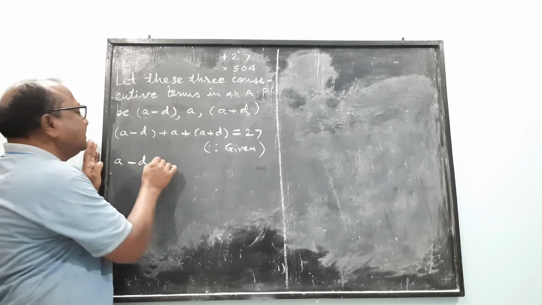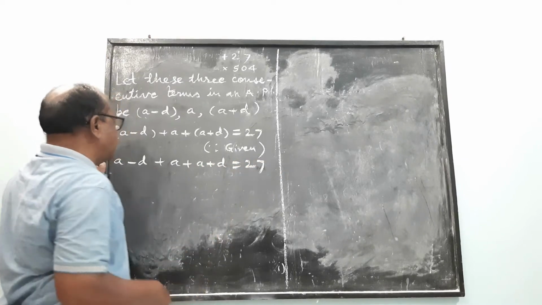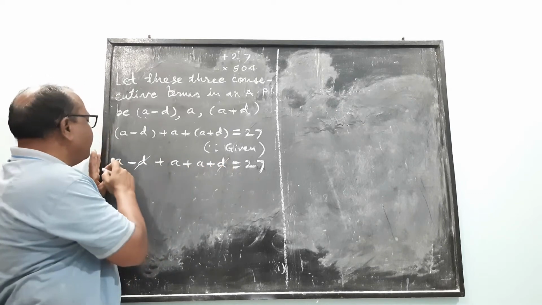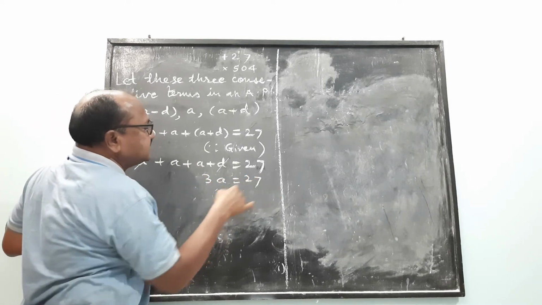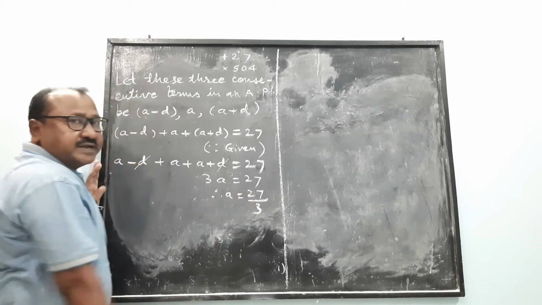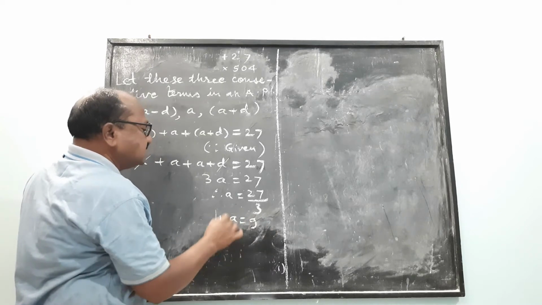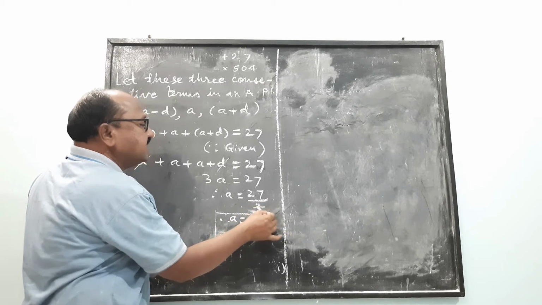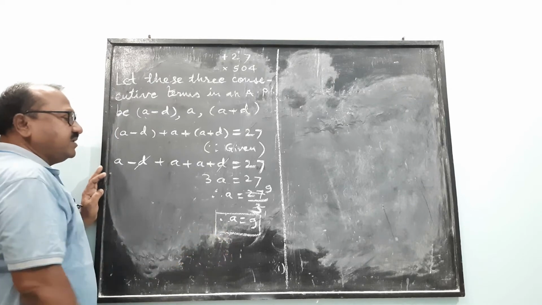A minus D plus A plus D equal to 27. So negative D will cancel with positive D. A plus A plus A, thrice A equal to 27. Therefore A equal to 27 upon 3. Therefore A is equal to 9, because if I divide 27 by 3, 3 1s are 3, 3 9s are 27. A is equal to 9.